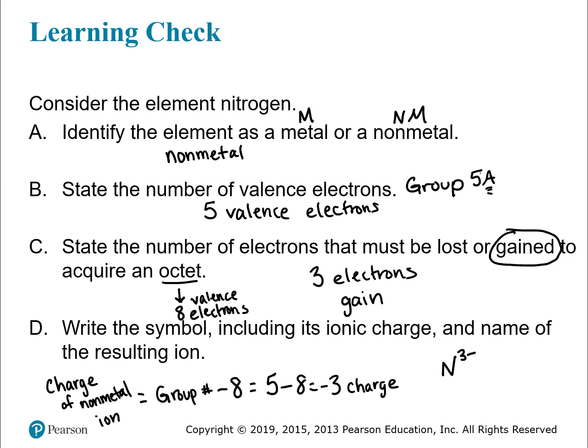The symbol is N3-, and the way we name it, you start with the name of the element. We only want the first syllable. Get rid of everything else. Replace it with IDE. So that means the name of this is nitride. It is the nitride ion.